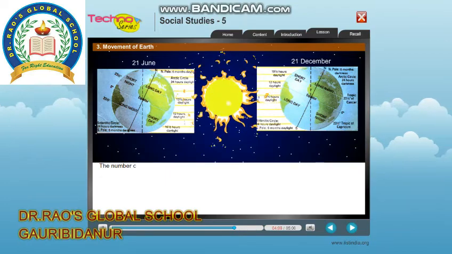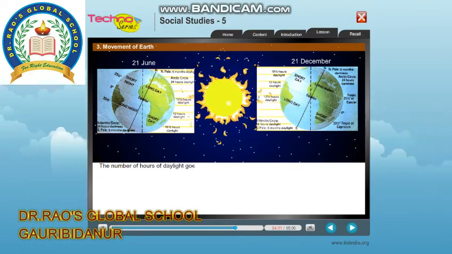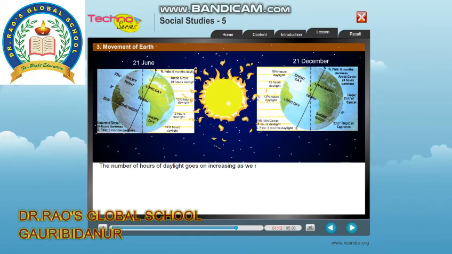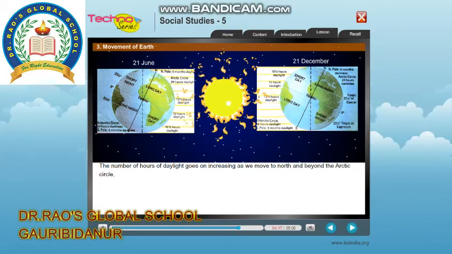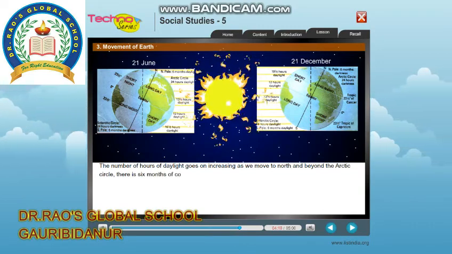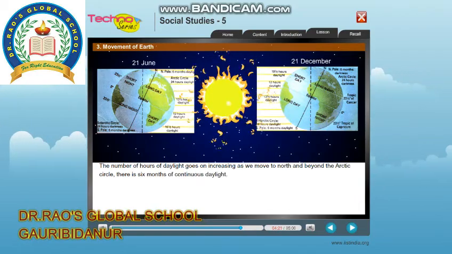The number of hours of daylight goes on increasing as we move to north and beyond the Arctic Circle. There is 6 months of continuous daylight.